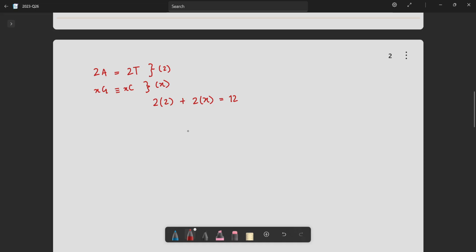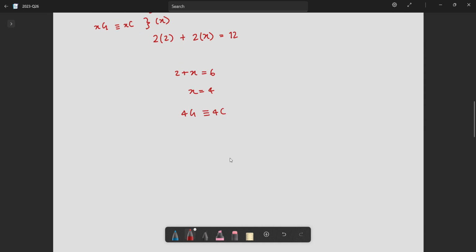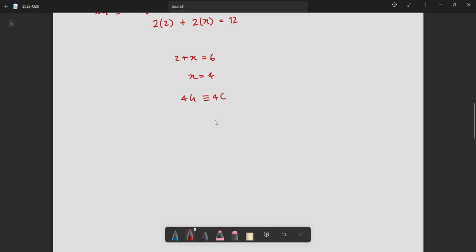Now we can solve this equation. We divide both sides by 2, so we're left with 2 plus x equals 6. This gives us x equals 4. So there are 4 guanine and 4 cytosine. This symbol over here is the 3 hydrogen bonds, not an equivalence symbol, so keep that in mind. Now we have gotten this information.